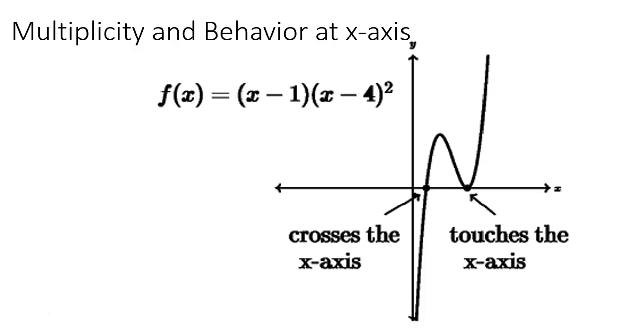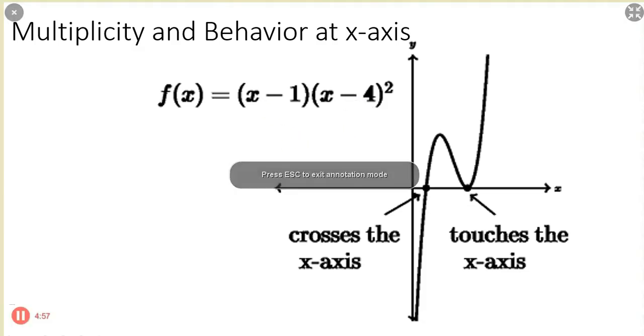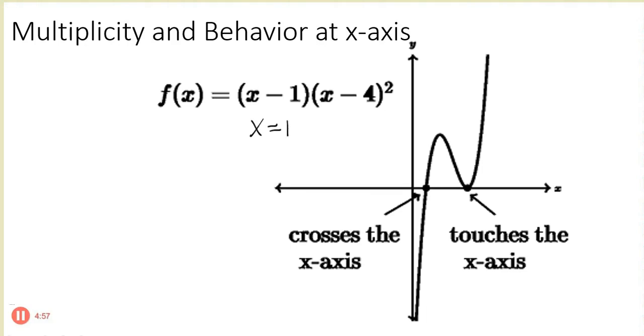Okay, so let's look at this example here. We have two different factors. So this function has a 0 at x equals 1. But the exponent is also 1. So because this was an odd number, because it's odd, it is going to cross through the x-axis. It's going to go through at that point. The second 0 is at x equals positive 4. But this is squared.